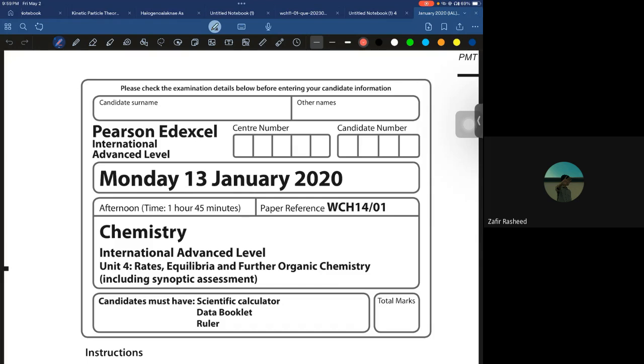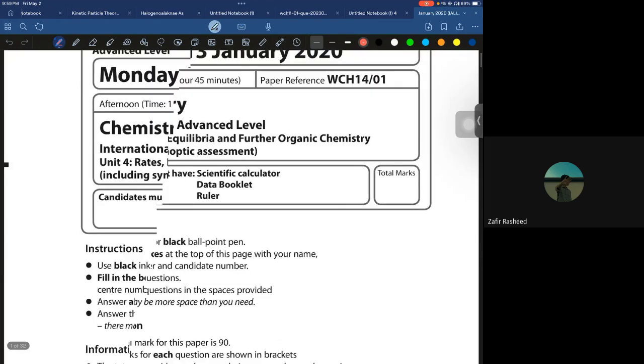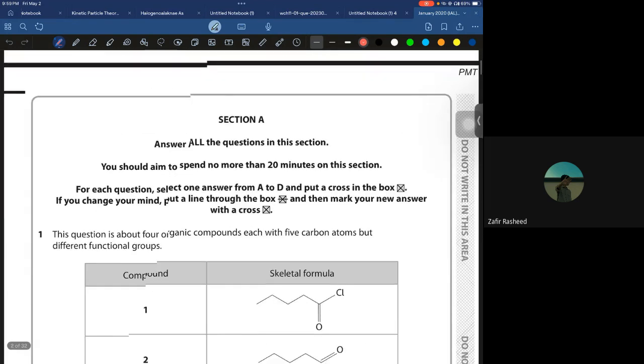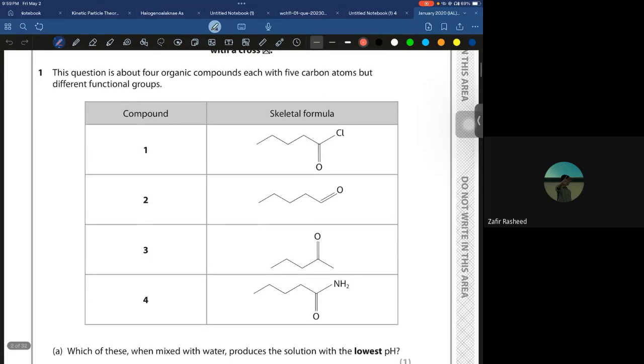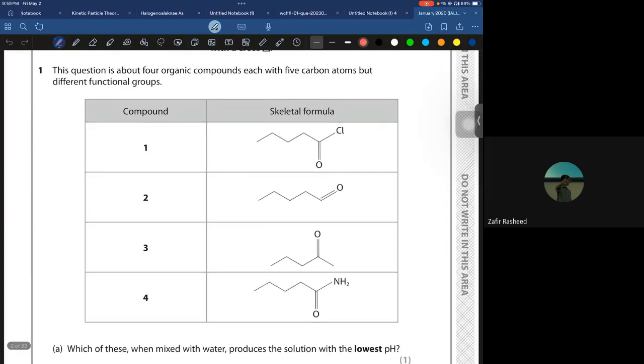Okay, January 2020 paper, Unit 4. This question is about four organic compounds, each with five carbon atoms, but different functional groups. The first compound is going to have acyl chloride. This is C double bond OCl, acyl chloride.